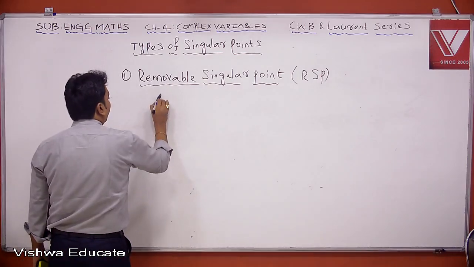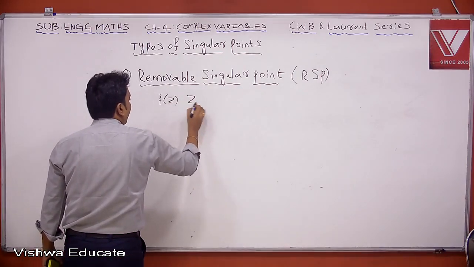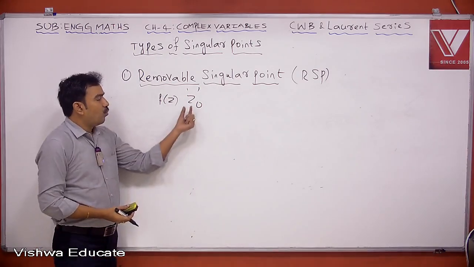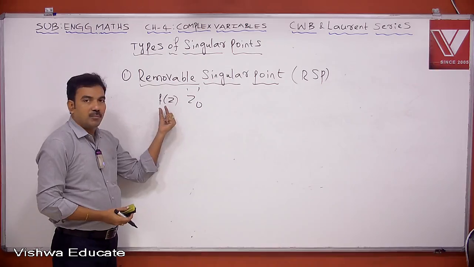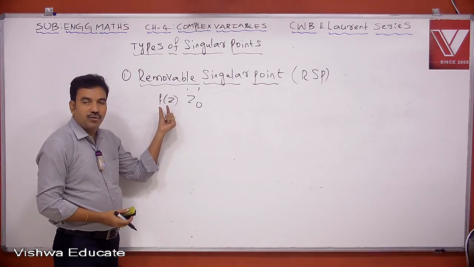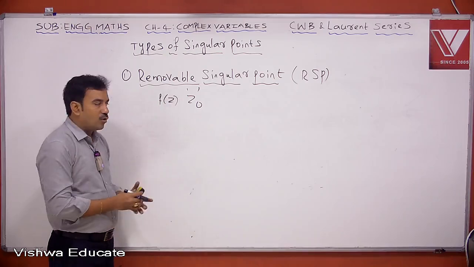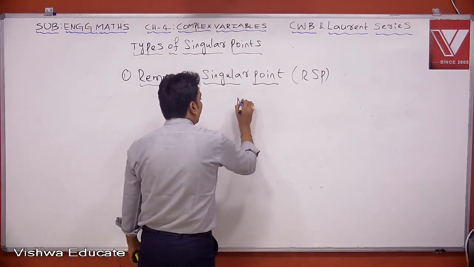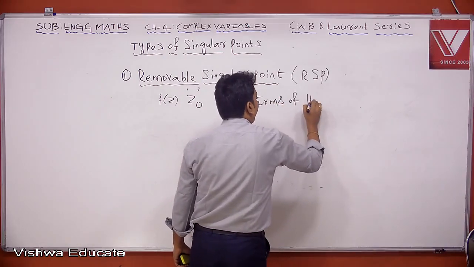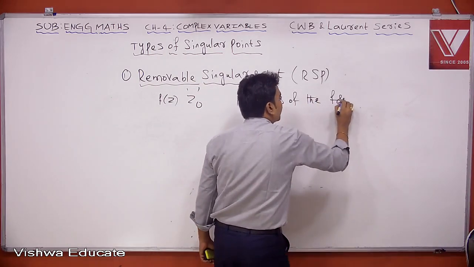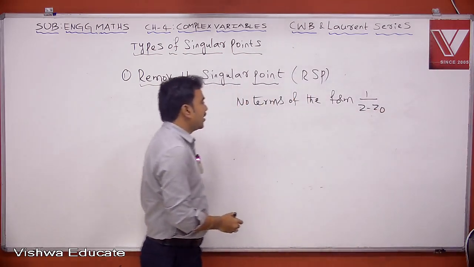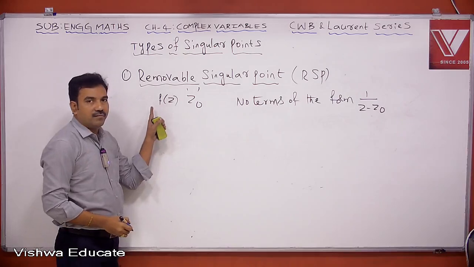Suppose we have a complex valued function f of z and z0 is one of its singular points. We say that this is a removable singular point of f of z if the Laurent series expansion of f of z about z equal to z0 has no terms of the form 1 by z minus z0. So whenever this happens, we say that z0 is a removable singular point of this function.